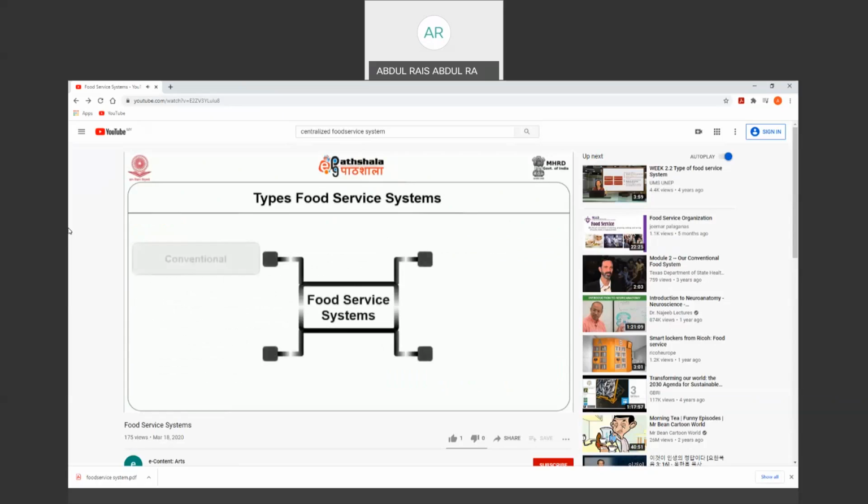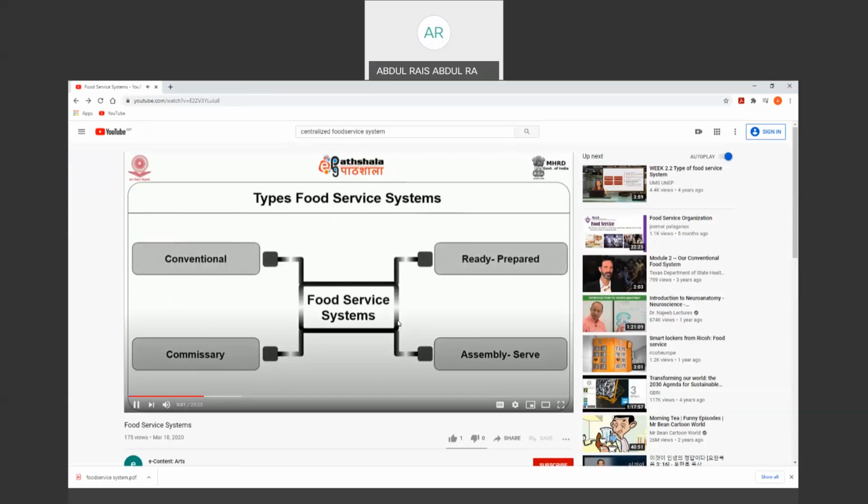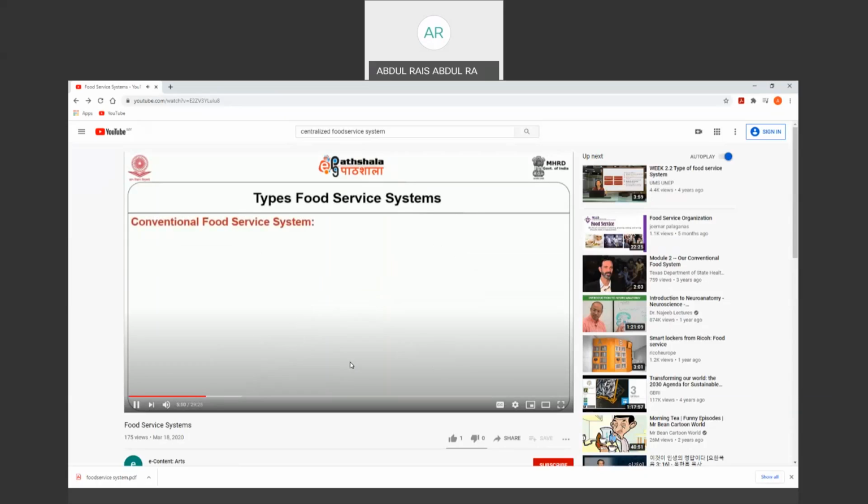The different types of food service systems are 4, and these are conventional food service system, commissary food service system, ready prepared, and assembly served food service system. First, let us see the conventional food service system.